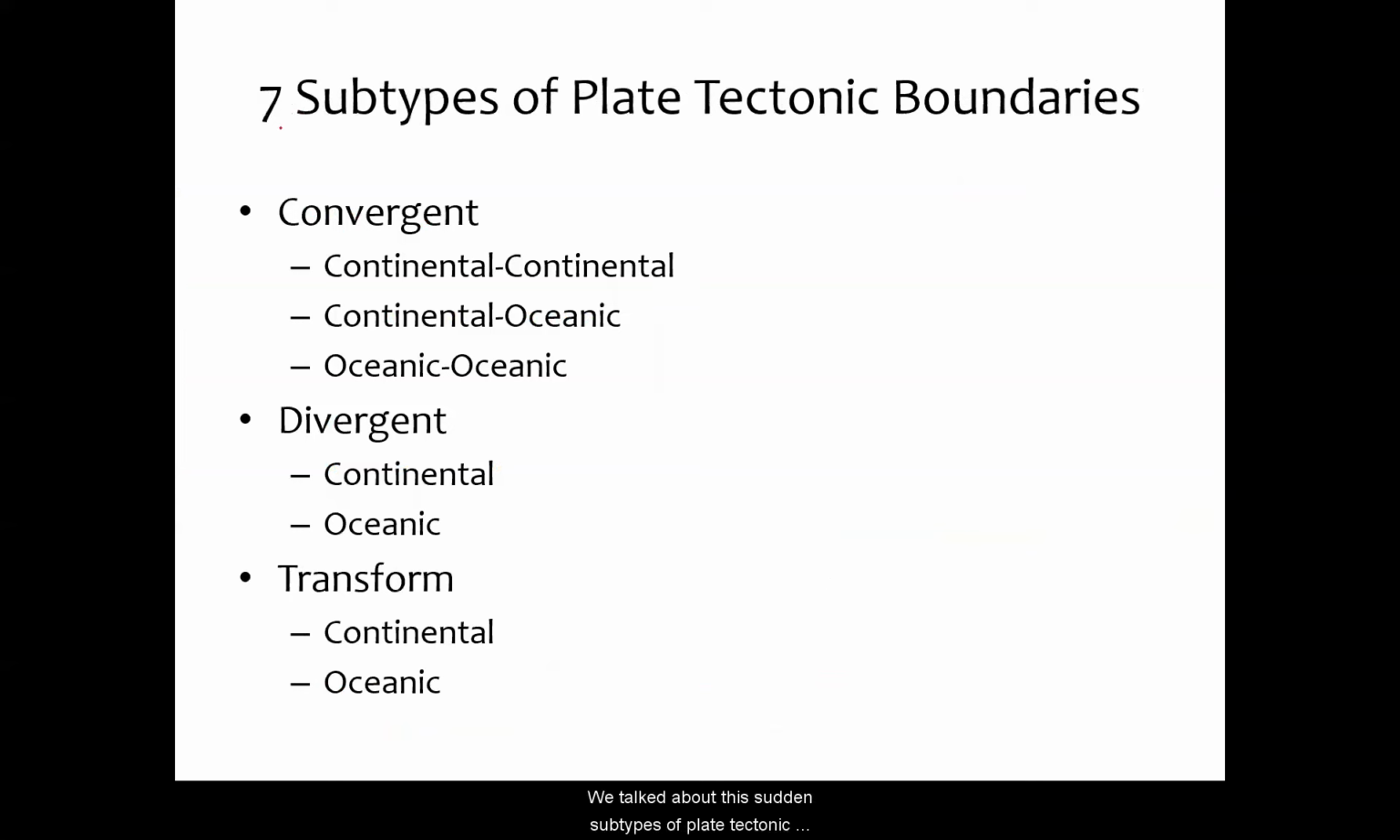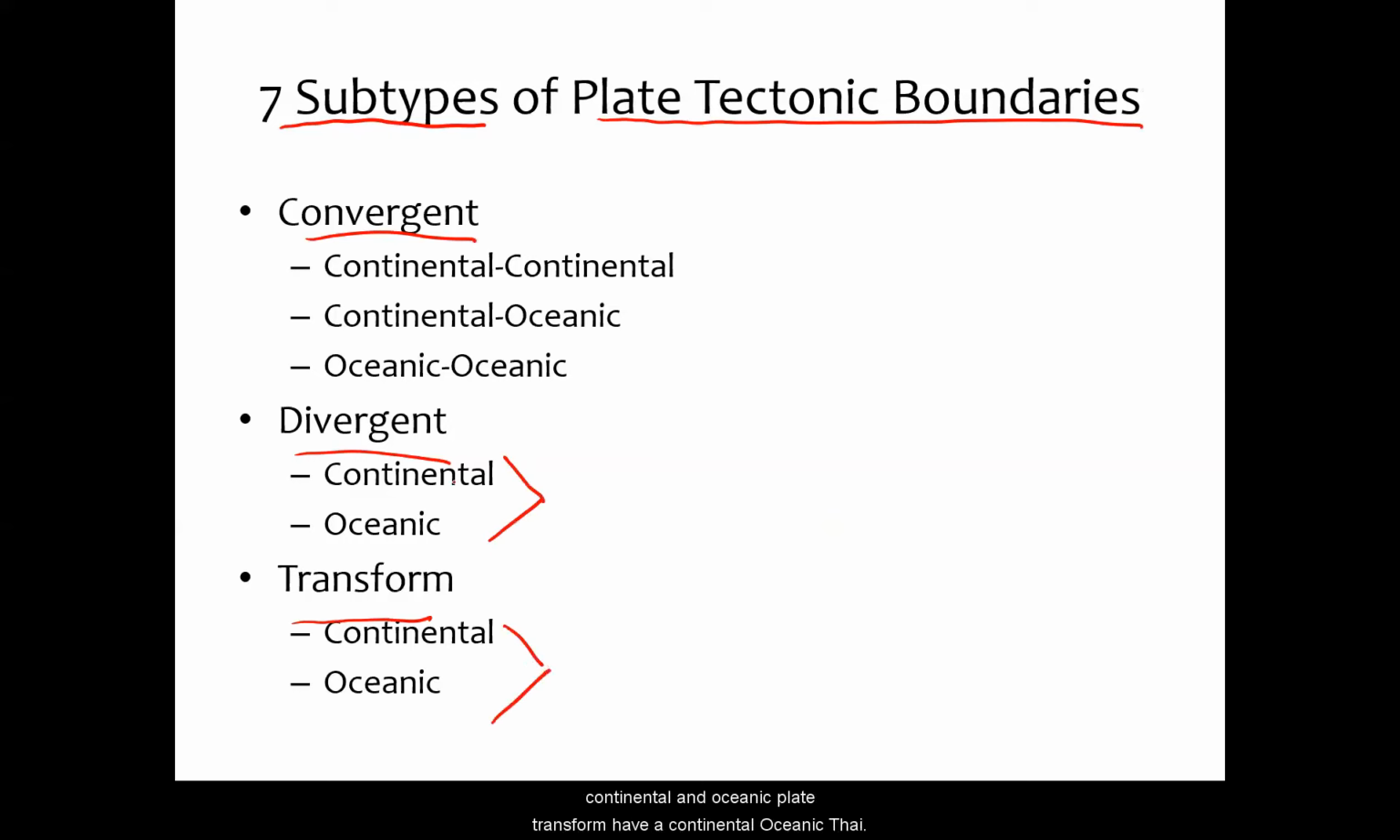We had talked about these 7 subtypes of plate tectonic boundaries, where we had 3 main types, the convergent, divergent, and transform, and then we broke those down. And there were 3 types of convergent plate boundaries, 2 types of divergent, and 2 types of transform boundaries. If you look at this, you notice that all types have a continental and an oceanic, right? So divergent have a continental and an oceanic type, transform have a continental and oceanic type.